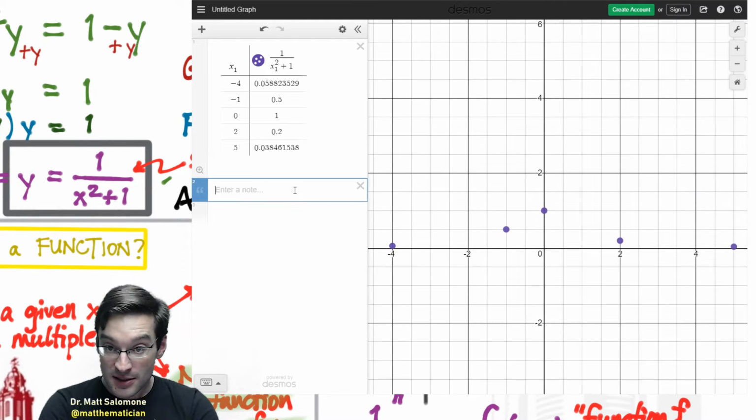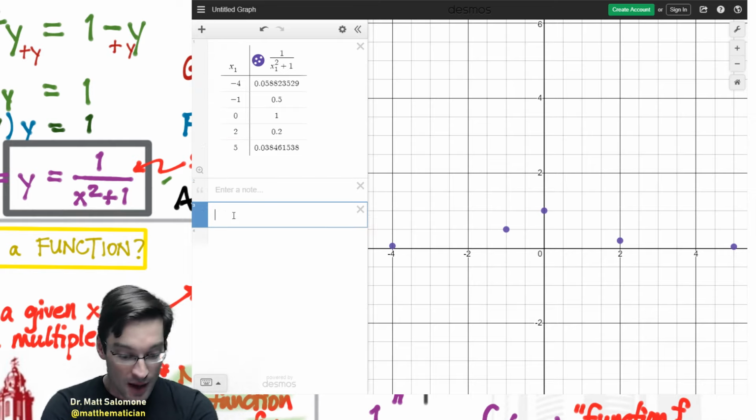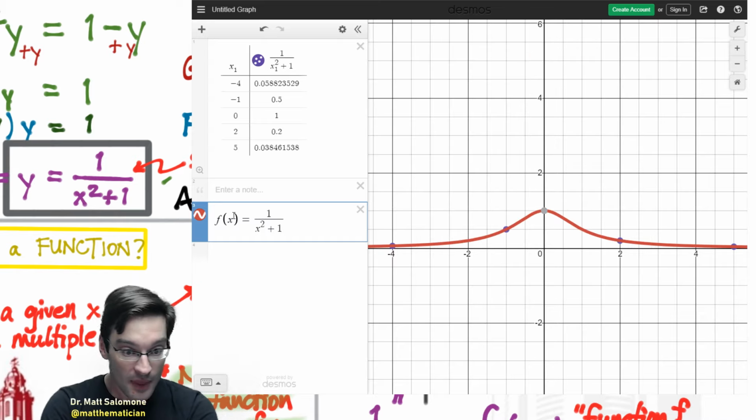And what's great about technology, graphing calculators or free graphing apps like Desmos that we're using, is that we can ask it to finish the picture. So to do that, I'm just going to write in here in an expression box, f of x equals 1 over x squared plus 1. And now that I've written that in here, it's showing me an entire curve full of points that happens to include the 5 points from my data table, but which also includes all of the points in between the data points that we started with.